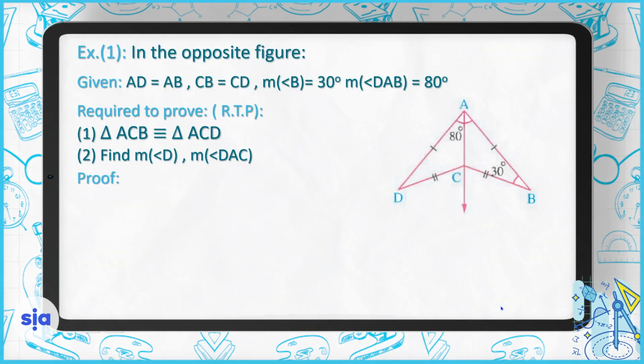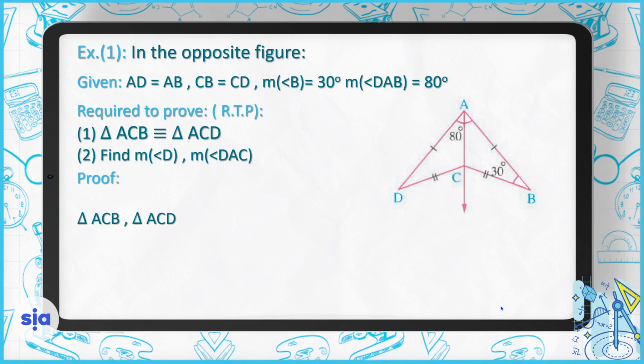Let's now go to exercise number 1. In the opposite figure, if AD is equal to AB and CB is equal to CD, and the measure of angle B is 30 degrees, while the measure of angle DAB is 80 degrees. The question wants me to prove that triangle ACB is congruent to triangle ACD. And second, the question wants me to find the measure of angle D and the measure of angle DAC.